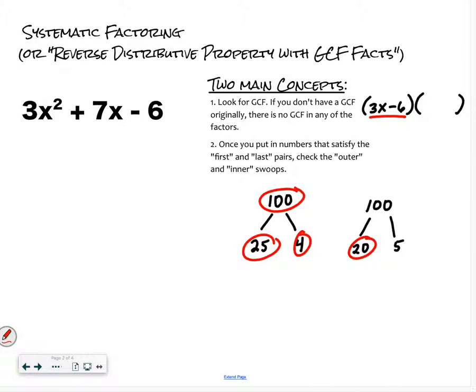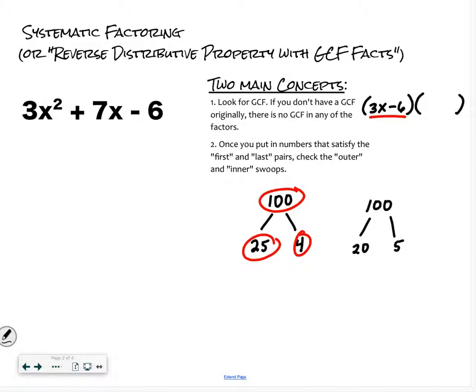And that's what we're doing with this binomial factor here. 3 can't go into a binomial factor because it didn't go into the original. It wasn't able to factor to the front. So I really, really stress that. And when we stress this, we are able to eliminate a lot of factors. Okay, and then the second main concept is that once you put in numbers that satisfy the first and the last, all we're doing is a simple check of the outer and inner combinations. We're checking to see if those combine to be that middle term.